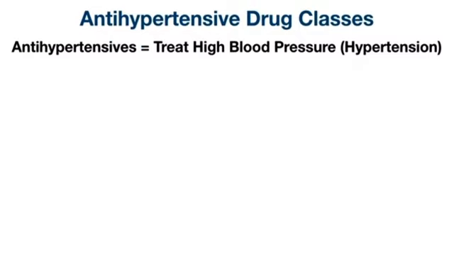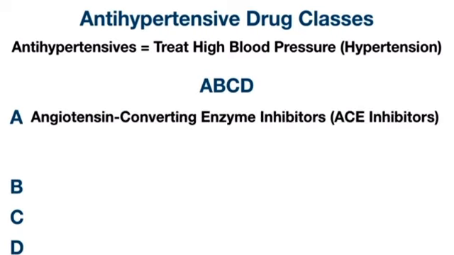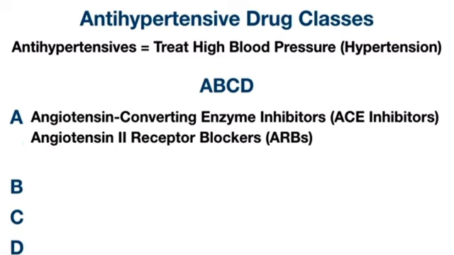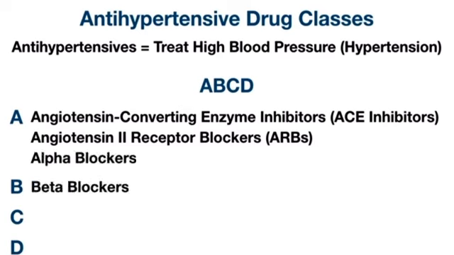Antihypertensive medications are used to treat high blood pressure, also known as hypertension. The easy way to remember the main antihypertensive classes is to use A, B, C, D. A will stand for several different antihypertensive medications, the first one being angiotensin-converting enzyme inhibitors, also known as ACE inhibitors. The second A stands for angiotensin II receptor blockers, also known as ARBs, and the final A stands for alpha blockers. Moving on to B, this will help you remember beta blockers.